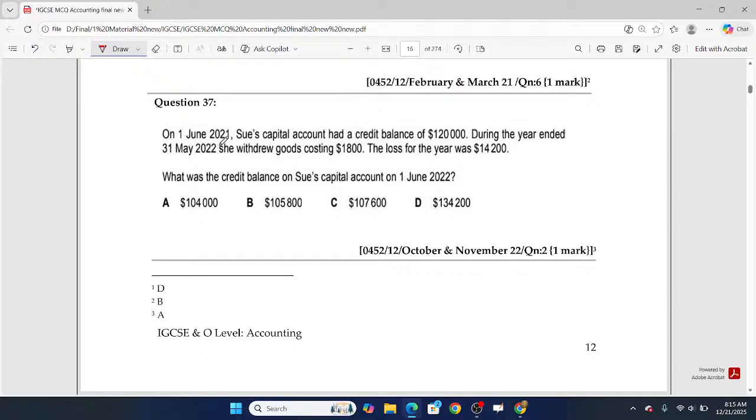On 1st June 2021, Shu's capital account had a credit balance of $120,000. During the year ended 31st May 2022, she withdrew goods costing 1,800 and the loss being 14,200. I have to subtract these two, so to this extent the capital will be decreasing. 104,000 will be the correct answer, I think. A is the correct one. In case of loss, this will reduce the balance, and in case of drawings also reduces the capital balance. So the ultimate value being 1,04,000.